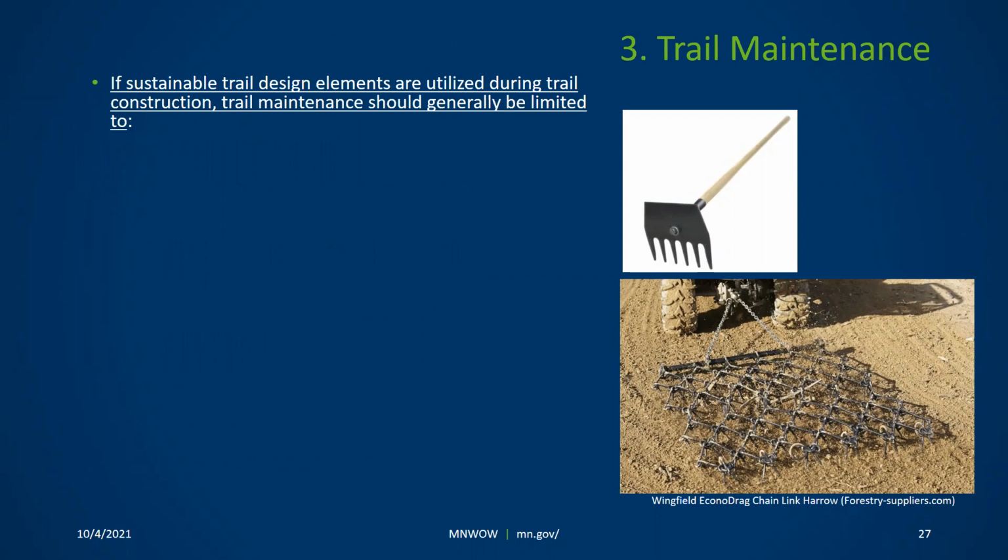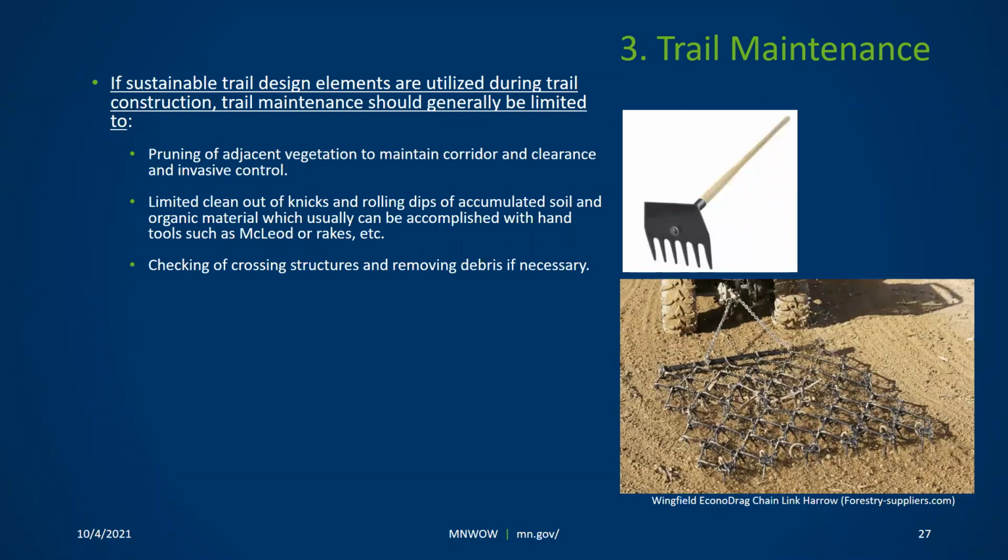A few brief slides on trail maintenance. And if we look at the top statement there, that's why this section is going to be brief. If sustainable trail design elements are utilized during trail construction, trail maintenance should generally be limited to pruning of adjacent vegetation and maintaining your corridor for clearance and invasive control. Limited clean out of those nicks and rolling dips like we talked about, any accumulated soil, organic matter. You could rake it out. Like I said, I like the McLeod rakes. Just going through your trail network and doing a little clean out with a few friends can get you a long way.